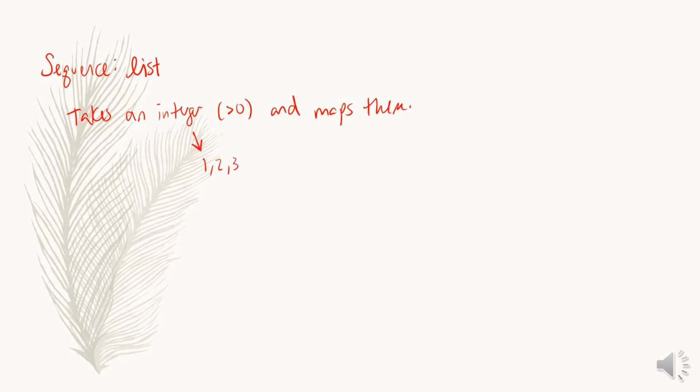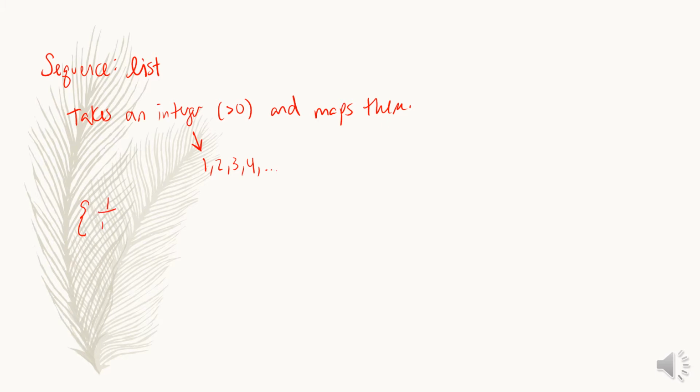So whenever you see sequence, what you want to think is this is just a list. Now we're going to have series later, and that's different. But right now we're just going to have sequence, and that's just a list. Now a sequence, what it does is it takes an integer, the positive integers really, so integers that are greater than 0, and maps them. So integers greater than 0, those are your numbers 1, 2, 3, 4, ... So we're going to be taking those numbers, and then the sequence is going to tell us what to do with those numbers.